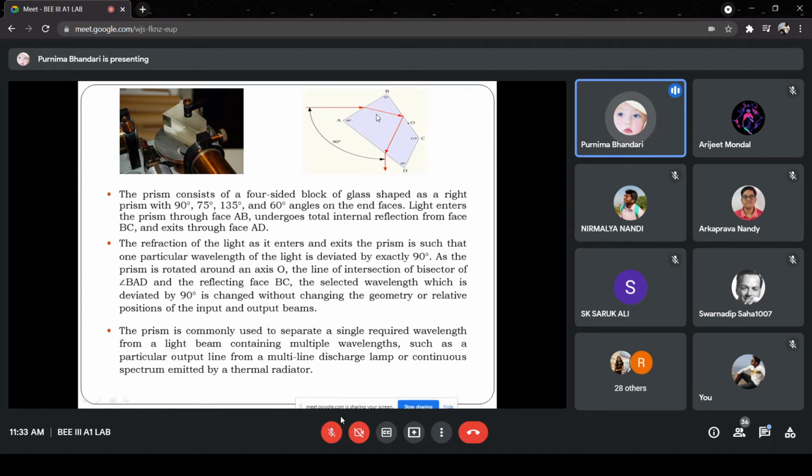So the angle between the emitted light and incident light will always be 90 degrees. That's why it is called the constant deviation spectrometer. When we rotate the drum, the prism rotates through the mechanical arrangement. Here is the drum, you can see a small portion of it is visible. It moves, the incident angle gets changed, and we can see different wavelengths through the telescope.